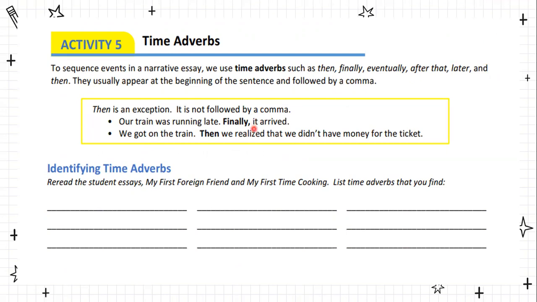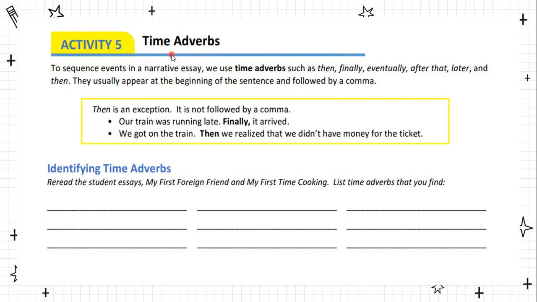When was the action taking place? Or the chronological order, the sequence of events, which means which event happened first, which event happened next, which event happened at last. This is what I call the sequence of events, okay? So to sequence the events, to put them in their correct order in a narrative essay, because I'm narrating events in a story, I use time adverbs. Like what? I say then, finally, eventually, after that, later, and then, okay? All these are called time adverbs.